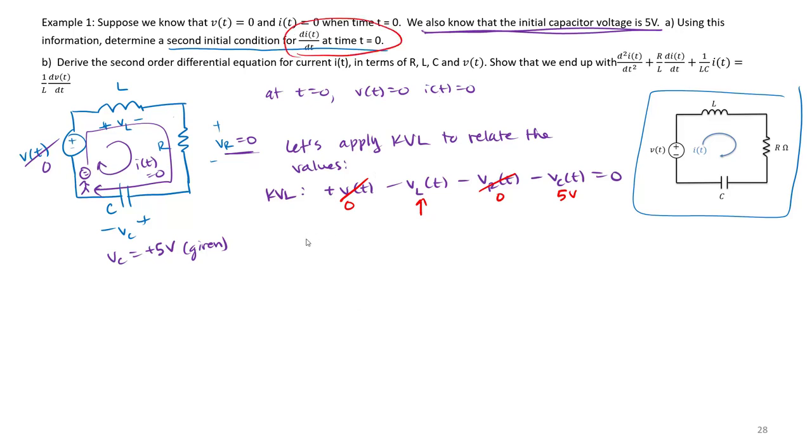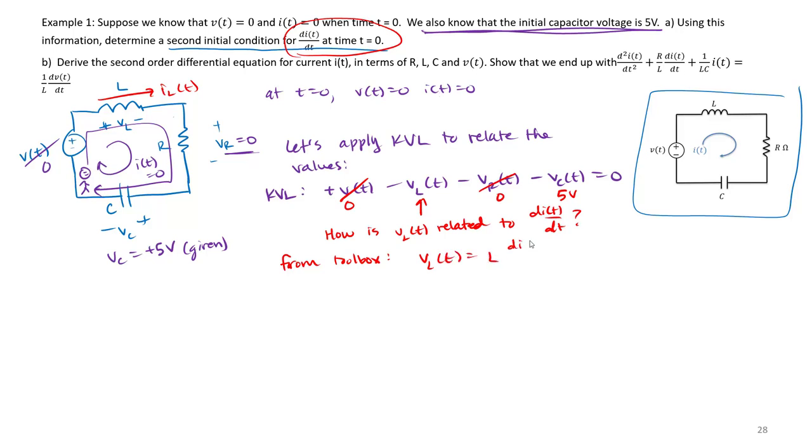We want an expression for di(t)/dt. How is VL(t) related to di(t)/dt? Notice that the current through my inductor is the same as the current through my whole circuit in this case. And from our toolbox, we know that VL(t) is just going to be equal to L times di(t)/dt.